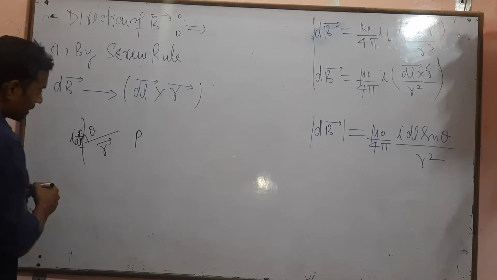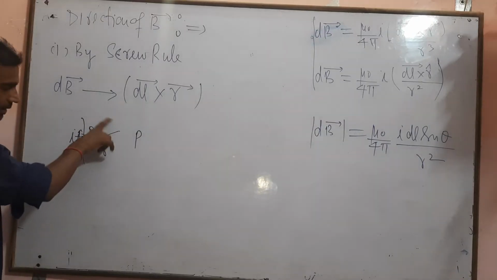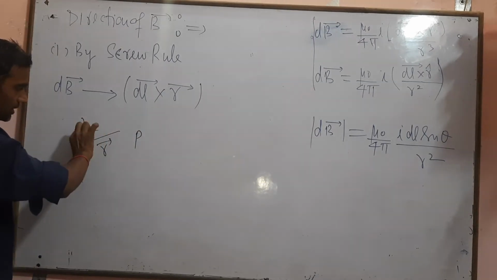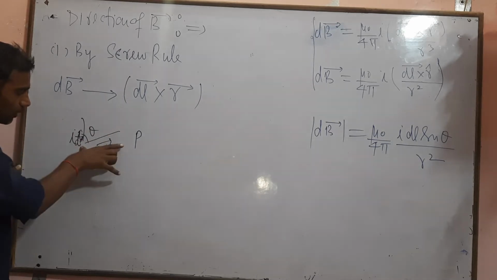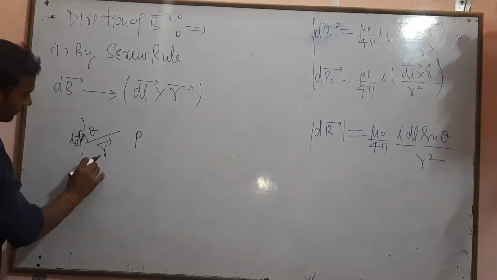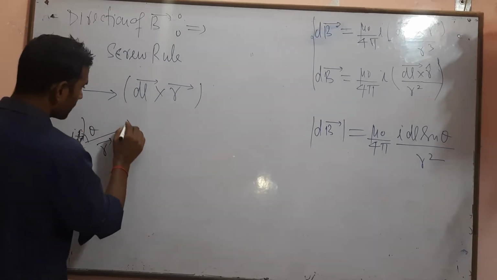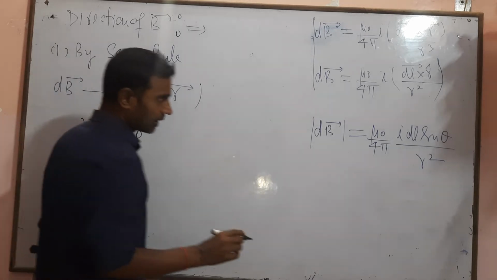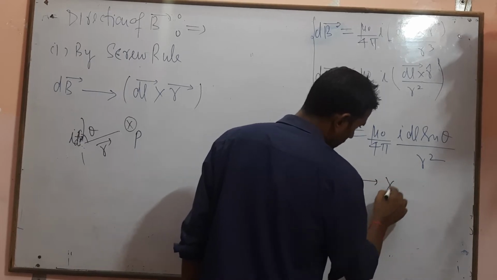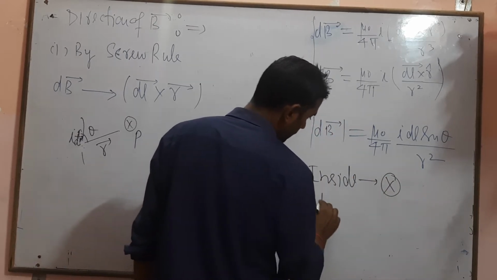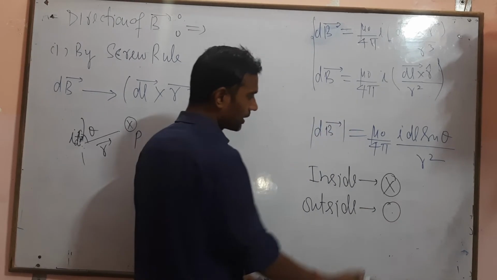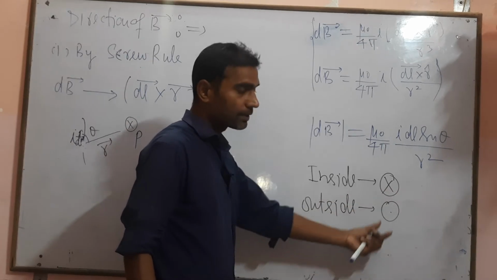This is the r vector, so we move from dl to r, because it is dl cross r. This is the dl, this is the r, so move from dl to r. The thumb goes inside the board, so we can say the direction of dB at point P will be inside. The direction inside is always represented by a cross, and the direction outside will be a dot.